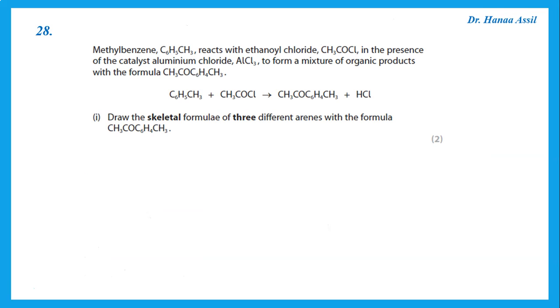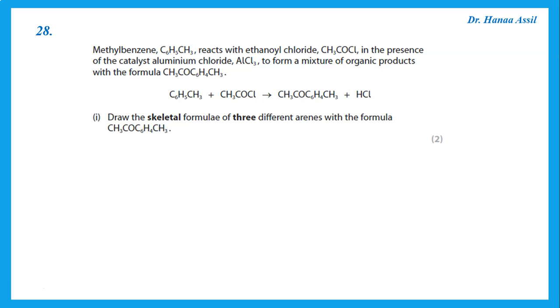Methylbenzene, which is benzene with a CH3 group on it, reacts with ethanoyl chloride in the presence of the catalyst aluminum chloride to form a mixture of organic products in which you add that ethanoyl group on the benzene ring. Draw the skeletal formula of 3 different arenes with the formula of CH3CO and then a benzene ring with a methyl group. So in how many different ways can you draw, actually he wants 3 of them.